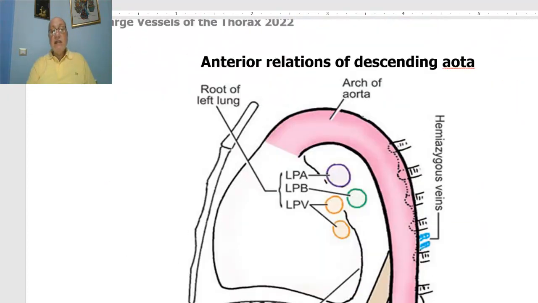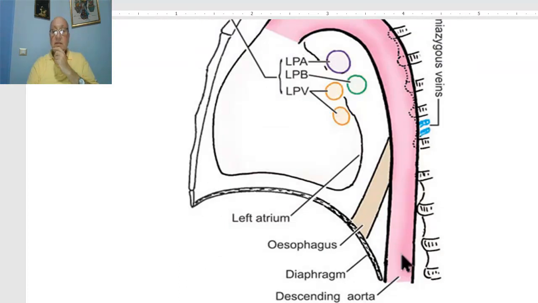At first, it descends on the left side of 3 thoracic vertebrae, T5, 6, and 7. First, it descends on the left side of T5, 6, 7 thoracic vertebrae. Then it descends in front of the lower 5 thoracic vertebrae, from T8 to T12 vertebrae.